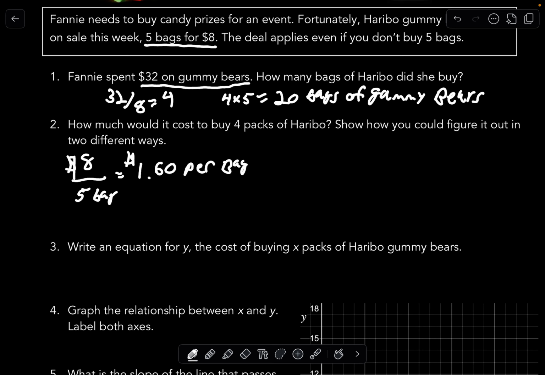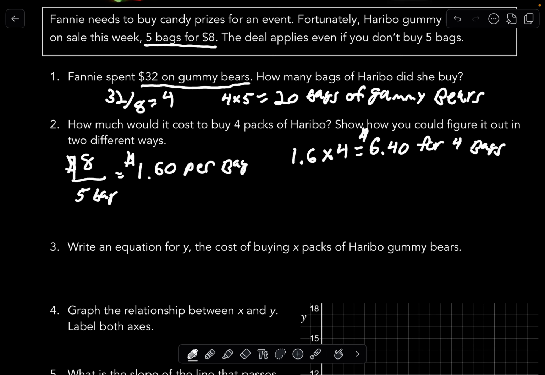And if it's $1.60 per bag and you bought 4, you could go 1.6 times 4. I just went 4 times 1 is 4, and then 4 times 0.6 is 2.4, and that's 6.40. So it costs $6.40 for 4 bags.